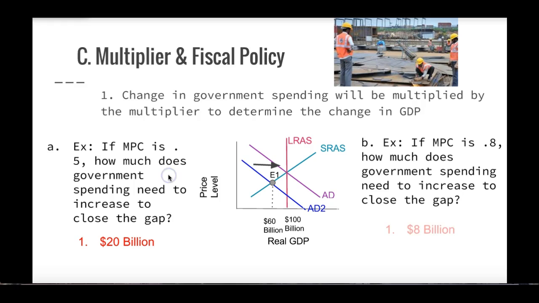Okay. Did you figure out $8 billion? Because if you did our equation for the multiplier, 1 over 1 minus 0.8 is going to be 1 over 0.2, and 0.2 as a fraction is 1/5. So our multiplier is 5. So we want our GDP to increase by $40 billion, and our multiplier is 5. So we're taking 40 divided by 5, which is $8 billion.